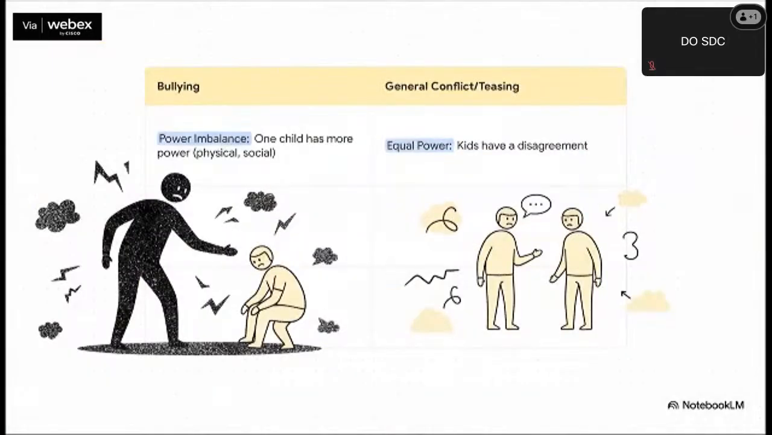And seeing it side by side like this makes it so clear. You see, in a general conflict, the kids are more or less on equal footing. But with bullying, nope. One child is using their power, whether that's being physically bigger or having more social clout, to target someone they see as weaker. And yeah, teasing can accidentally go too far sometimes, but the actual goal of bullying is to hurt someone and to do it over and over again.